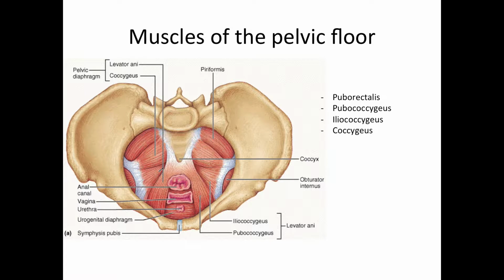Then there's the coccygeus. This is the final muscle in the pelvic floor, and it runs from the ischial spine to the inferior end of the sacrum and coccyx.